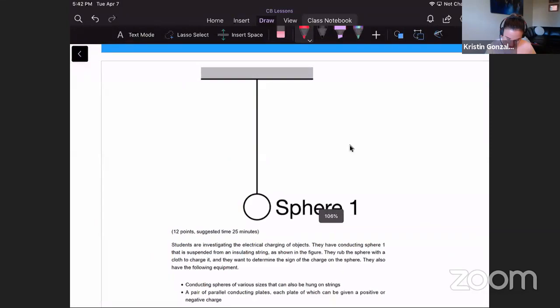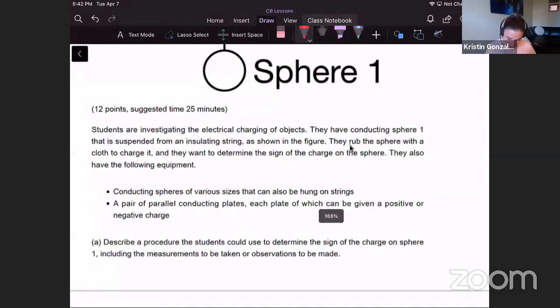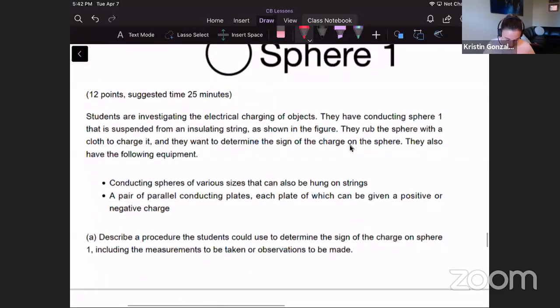You can see there's a sphere hanging from a string. This is sphere 1, and we are investigating electrical charging of objects. So we have our conducting sphere that is suspended from an insulating string, and we're going to rub the sphere with a cloth to charge it. And we want to determine what the sign on that charged sphere is.